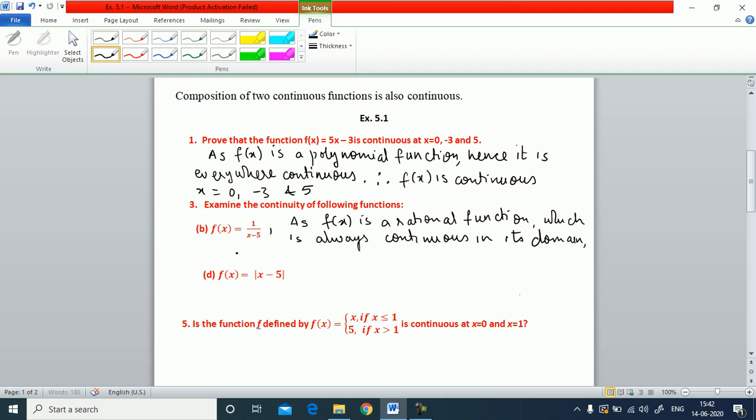Fine, hence f(x) is continuous. So no point of discontinuity here. Okay, check for the next one. Next, see the nature of the function. It is a modulus function if you see.